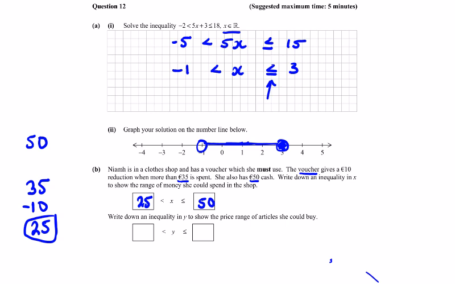And an inequality in y to show the price range of the articles she could buy. So the 25 cash she spent, she could spend 35 and get a tenner off. So she could buy something for 35, but she'd only be spending 25. And if something was 60, she could buy that as well because she'd get a tenner off. So she could buy something for 60 and she could buy something for 35. That's what they're looking for here.